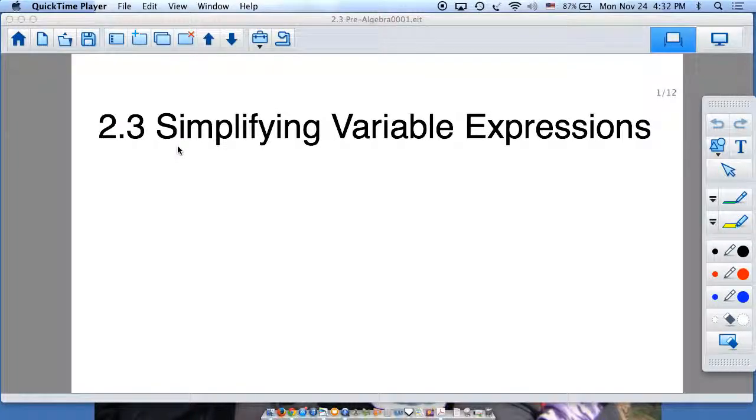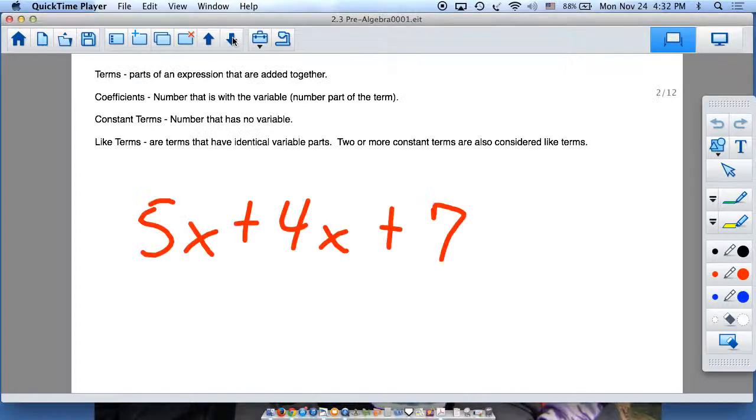Today, class, we are going to begin working with simplifying variable expressions. The first thing we must understand are the different parts of speech and different vocabulary terms that will be used while we're doing this. The first thing we're going to talk about are terms. Terms are parts of an expression that are added together. So in this example below, you can see that 5x, 4x, and 7 are all separate terms.